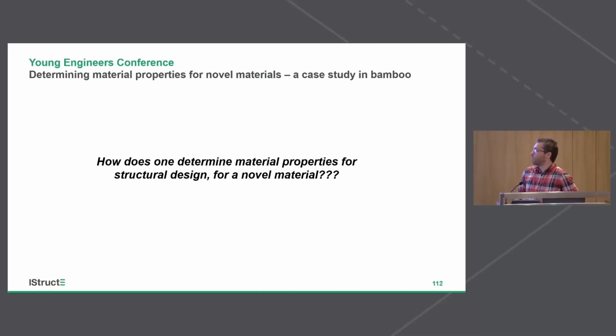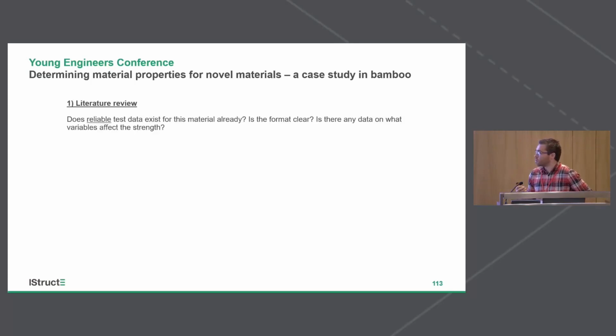So how does one determine material properties for structural design for a novel material? I'm going to focus on bamboo, but these principles will apply for other materials. So let's say you're working on a project and someone says, let's use bamboo or let's use some other bio-based material for construction. What do you do?